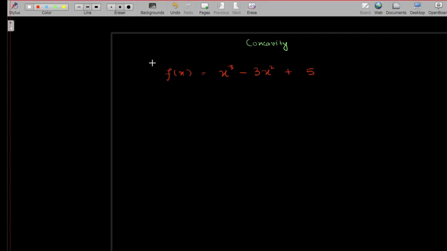Okay, so first we take the first derivative of this function, and that equals 3x squared minus 6x. And then we would set 3x squared minus 6x equal to 0. Why are we setting it equal to 0? To find the critical points.